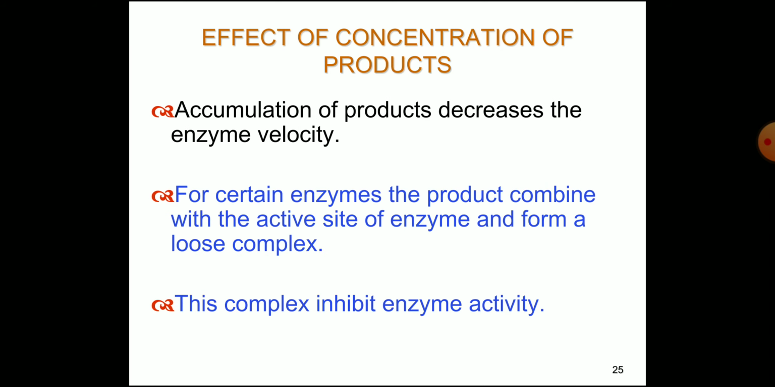Now, the effect of concentration of product. Accumulation of the products decreases the enzyme activity. How is it happening? For certain enzymes, the product combines with the active site of the enzyme and forms a loose complex. Whenever there is ES formation, the next step is the product formation. So this product may sometimes again combine with the active site of the enzyme and form a loose complex. This complex inhibits the enzyme activity. That is how product feedback inhibition usually occurs.